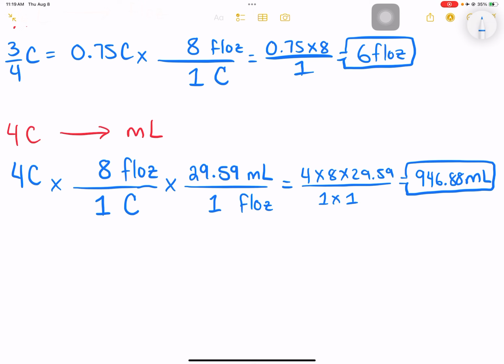Okay, that's 2-step dimensional analysis. Sometimes you're going to be required to do even 3-step dimensional analysis, and this is how you perform it.